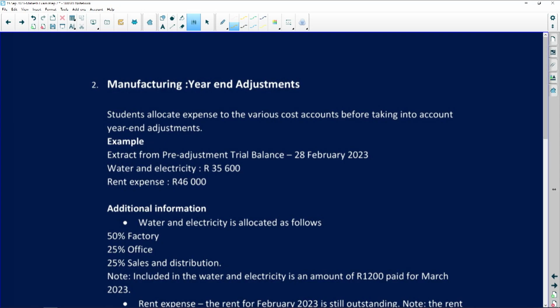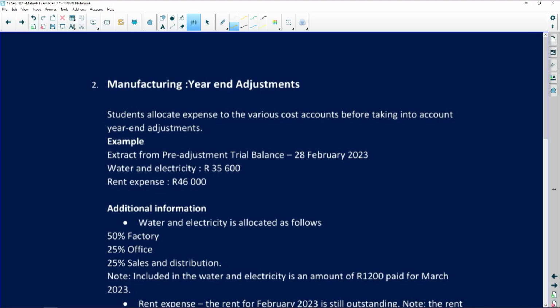Then, when it comes to your year-end adjustments, now remember guys, yes, you do come across year-end adjustments when you're doing paper 1, the income statement, but you also have year-end adjustments in manufacturing that you also need to consider when preparing the factory overhead note or other notes such as direct material and direct labor. Okay, so what do I want to highlight in terms of year-end adjustments? Students allocate expense to the various cost accounts before taking into account the year-end adjustment.